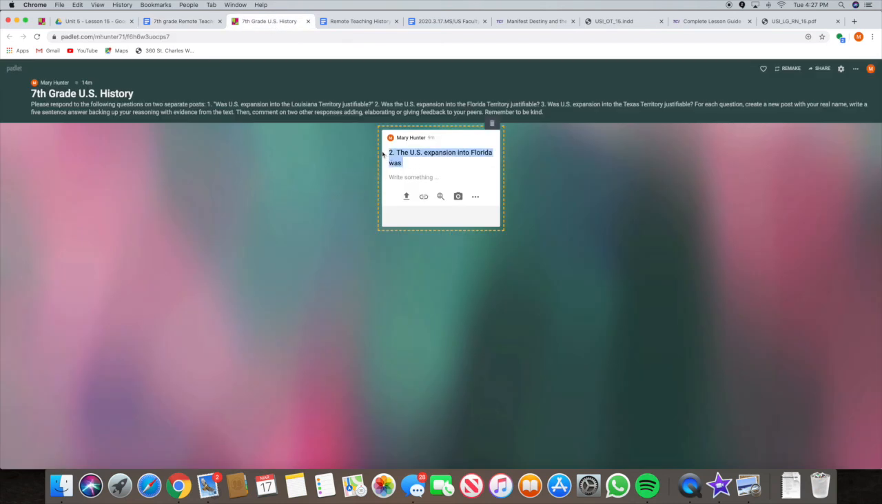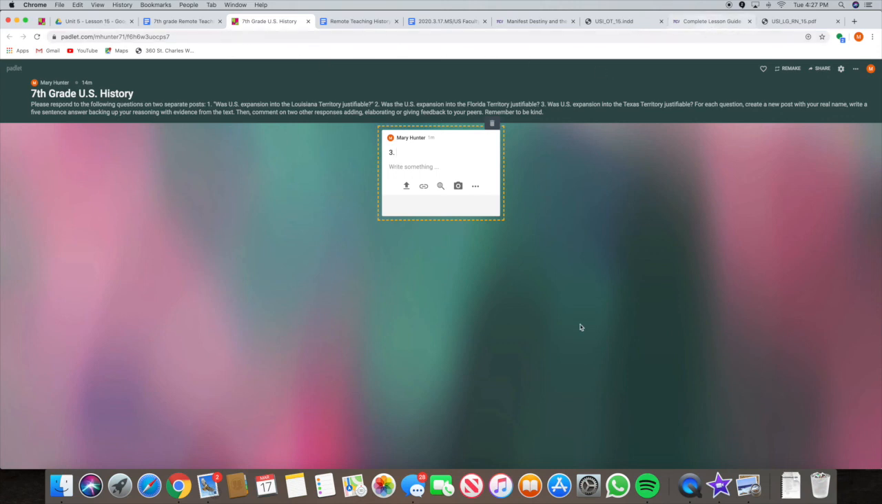Remember, click on the plus button. You will create a new Padlet. So overall, you are creating three Padlets. And then tell me if the expansion into the Texas territory was justifiable or was not. Write five complete sentences. Back up your reasoning with evidence from the text. Once you're done with your post, go ahead and comment on two other responses. Add or elaborate or give feedback to your peers. And as always, if you're giving feedback, make sure it's useful, it's positive. Good. Once you've got this, this is almost the end of our lesson today.